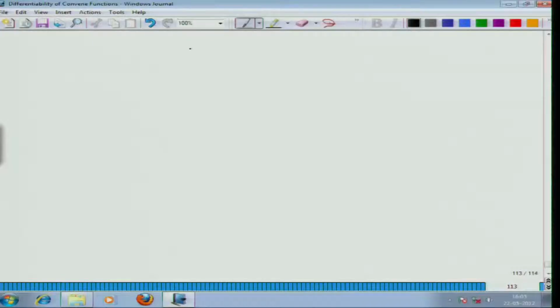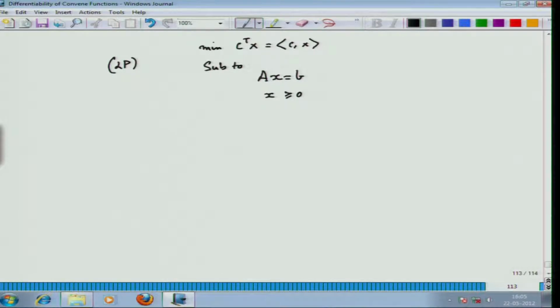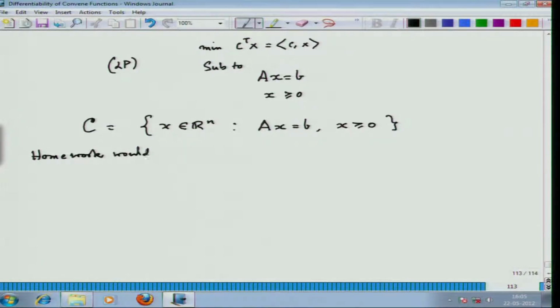So, I go back to my standard form, LP in the standard form, which would always be marked as LP. I am not writing what is A, what is B and all those things, this is not required. Now, this set C, the feasible set, consists of all x in Rn which satisfy the constraints. Your homework would be to prove that C is a convex set. So, what you conclude is that LP is a convex problem.